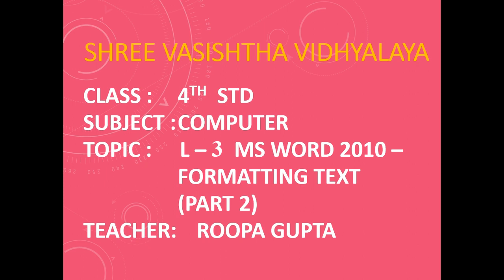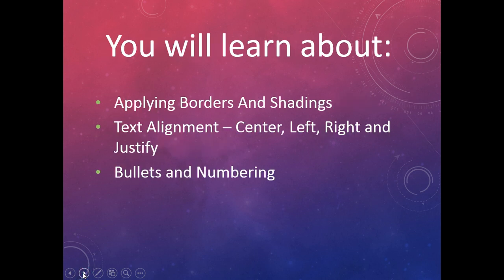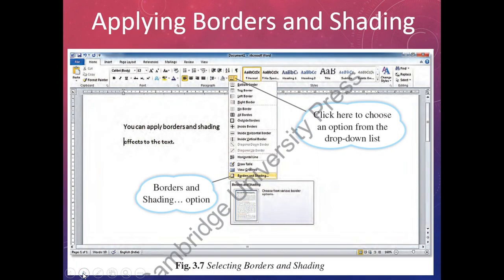Today we are going to continue with lesson number 3, MS Word 2010, formatting text. So this is the second video of this chapter. In the previous video we have studied about changing fonts, font sizes, font styles and font color, and also highlighting text. Now today we are going to learn applying borders and shading, text alignment, that is center, left, right and justify, and bullets and numberings. So let's get started. First topic is applying borders and shading.